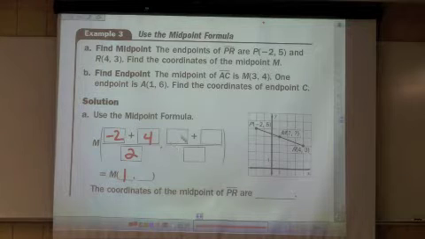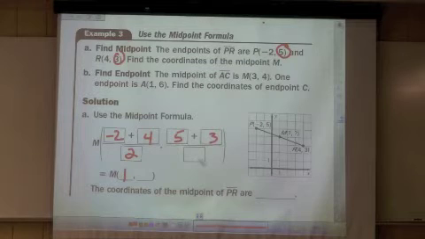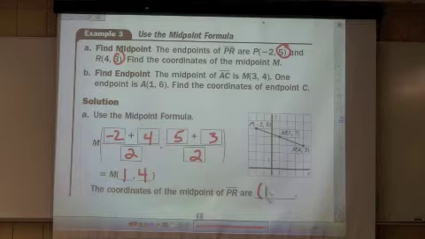Andrew? 5 and 3. The two y-coordinates. We got 5 and 3. 5 and 3 makes 8. 8 divided by 2 is 4. Hey, it checks out with the picture. The coordinates of the midpoint are 1, 4.